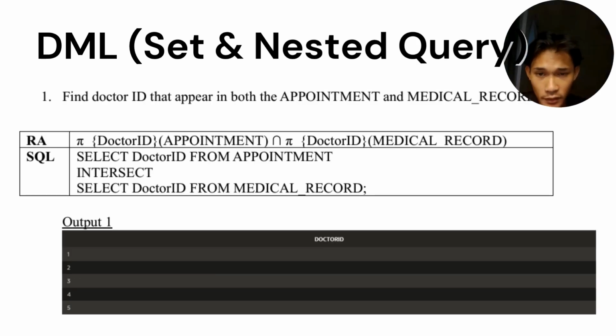So next topic, which is set and nested query. I need to find doctor ID that appear in both appointment and medical record table. So this we just use the intersect operation. So we intersect doctor ID from appointment and also doctor ID from medical record. So we will have all 5 doctors that are intersected.